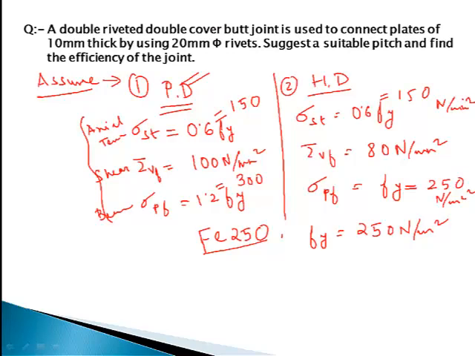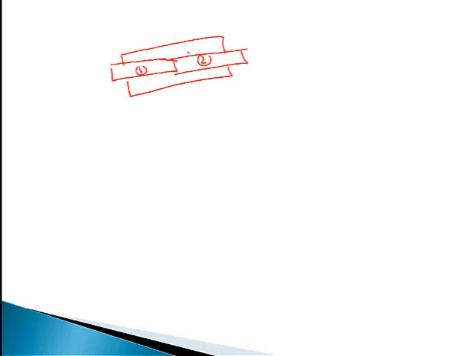Now, what are the data that have been given in the question? It says a double riveted double cover butt joint is used with 10 mm thick plates and 20 mm rivets. So these are the two plates, plate number 1, 2, and these are the cover plates. How many rivets are used? 2 rivets, 1, 2. What is the thickness of the plate? It's 10 mm. The nominal dia D naught is given as 20 mm.